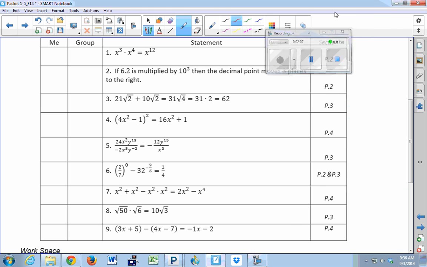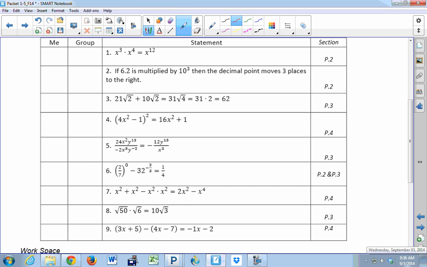Record this just in case someone was missing today. So I believe that most of us agreed that the first one was not true. Is that correct? Okay, so we're going to say that this is not true. So this is not true.